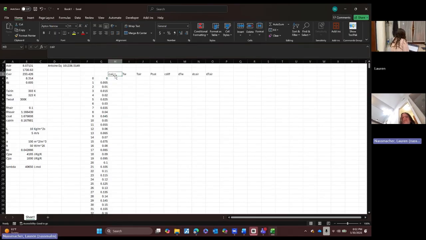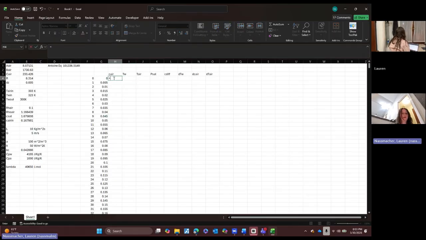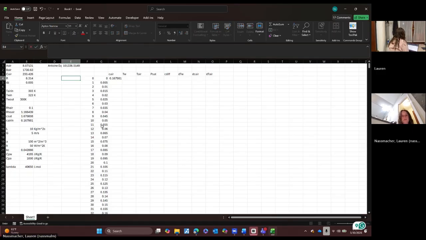So now we have the concentration I put into the Excel. These are the values that you're going to want to put in here: concentration of our air, temperature of our water, temperature of our air, saturated pressure, concentration difference, change in temperature of our water, change in concentration of our air, change in temperature of our air. So starting with the concentration of our air, it is simply equal to the concentration of our air going in. The 0 represents the bottom. This is the bottom, right?